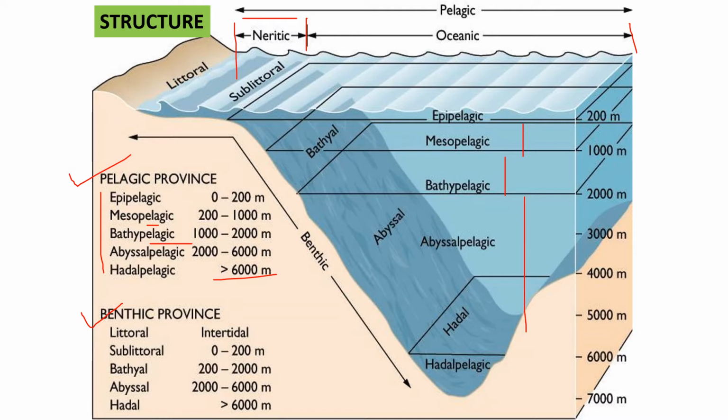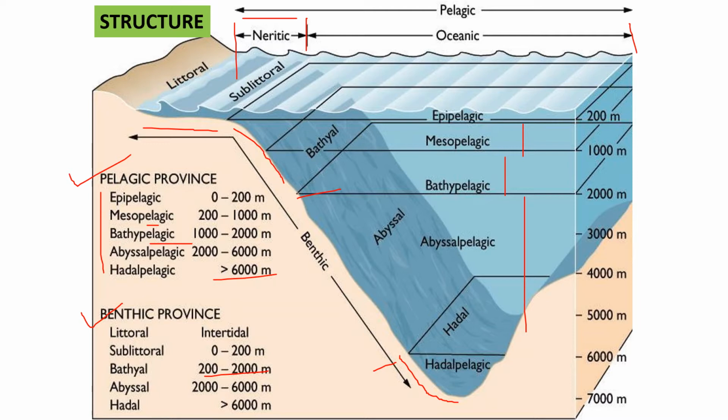If you look at the benthic province, it is also divided into different subregions according to depth. First is the littoral and sublittoral. These two zones are present on the continental shelf region, and after that, in the continental slope region, you can find the bathyal benthic. This is basically 200 to 2000 meter depth, and the abyssal benthic is 2000 to 6000 meter depth, and beyond this is called the hadobenthic, beyond 6000 meter depth.